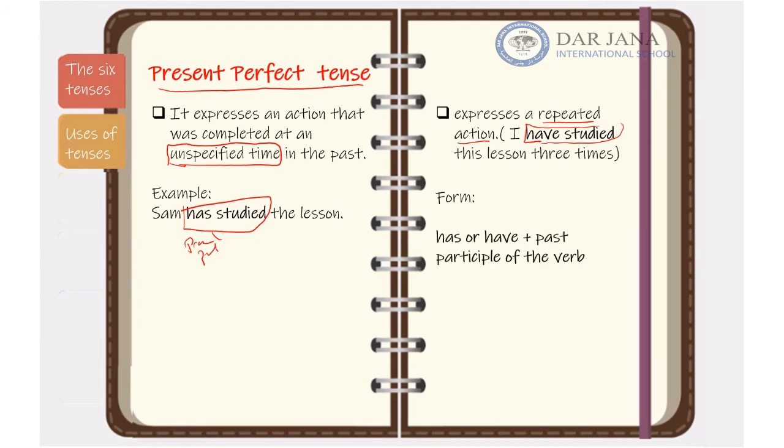We form this by using has for singular and have for plural, or I, plus the past participle of the verb to conjugate the present perfect. So you can use the words has flown. Okay, you have has or have flown. And flown is the past participle form of the verb.